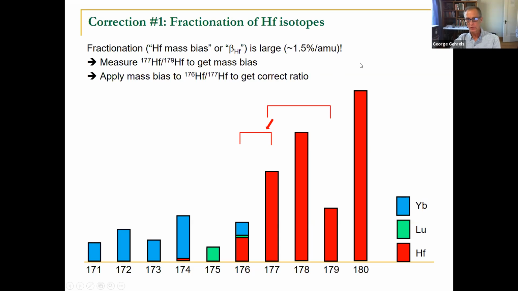So here's the first thing we do. This is going to happen in the laboratory, kind of in the background. When you're interested in 176, 177, you're also going to be measuring these other isotopes to be able to get this mass bias. So here's what we do. We measure 177, 179, and then we apply that same correction to 176, 177, because that ratio has also been affected by that mass bias.